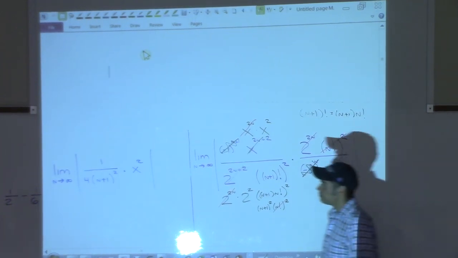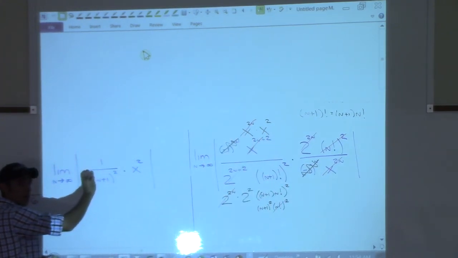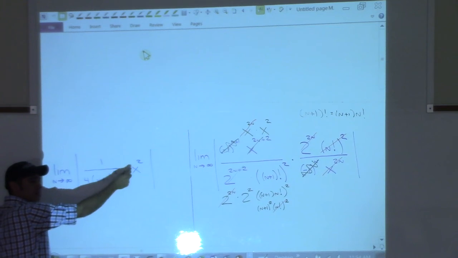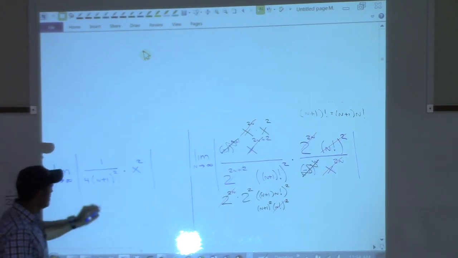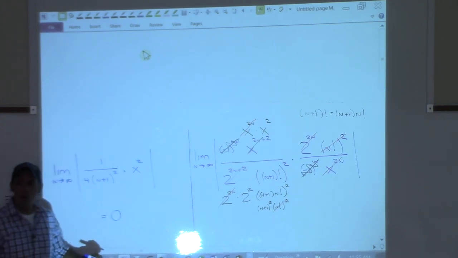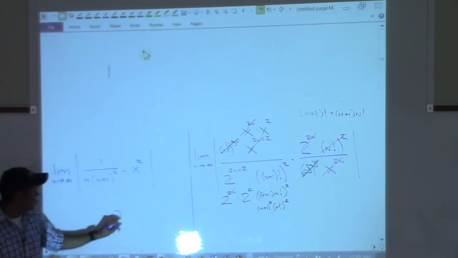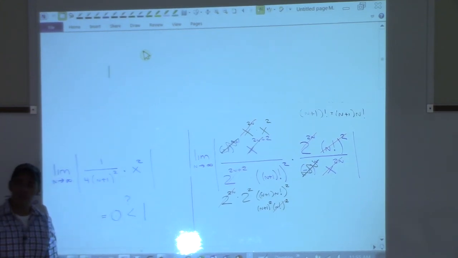What happens? This thing goes where? 0, right? And 0 times x is going to be 0, which means that this thing goes to, after the limit, 0, right? And our question was, when is that less than 1? And when is that less than 1? Always. Which means the domain of this function is everything.